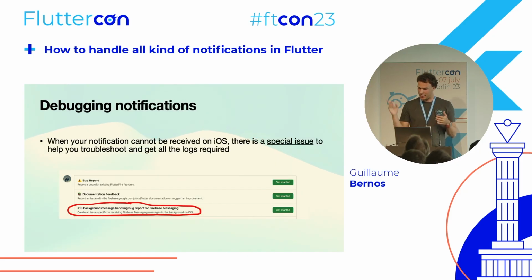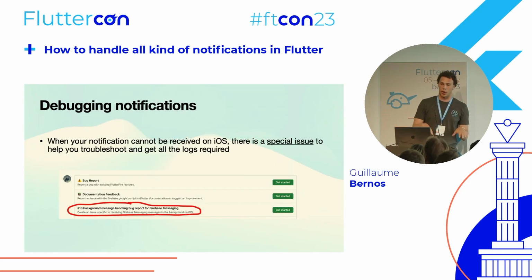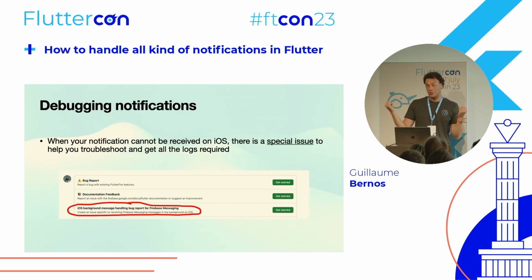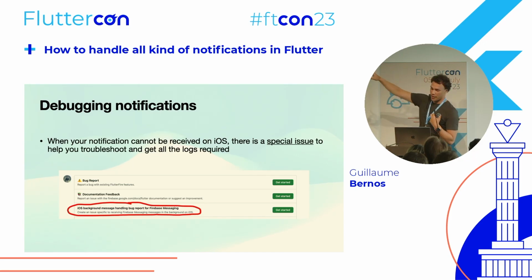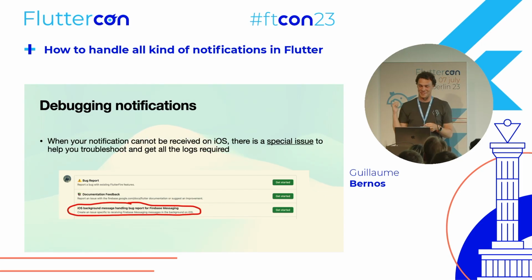So yeah, and the last thing I wanted to share with you is how to debug notifications. So especially on iOS, you will sometimes run into different issues, like maybe I don't receive any notification, or my notifications are displayed only once every 2 times. So we have a special issue template. When you create a new issue, you have an iOS background message and lag bug report for Firebase Messaging, which is oddly specific, but we received so many reports that we had to do it because it was always the same answer, like we were missing data.